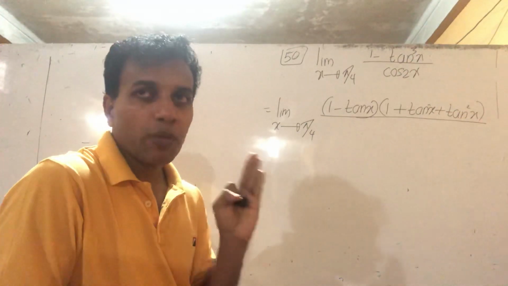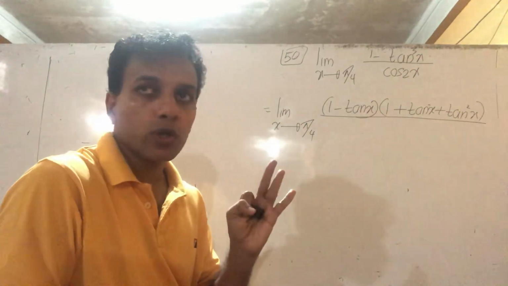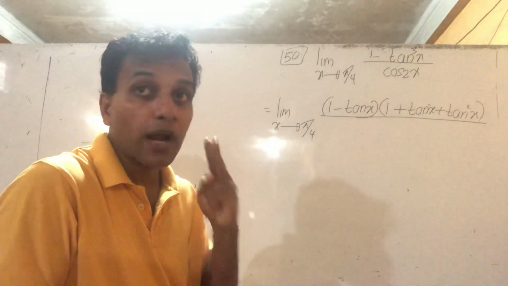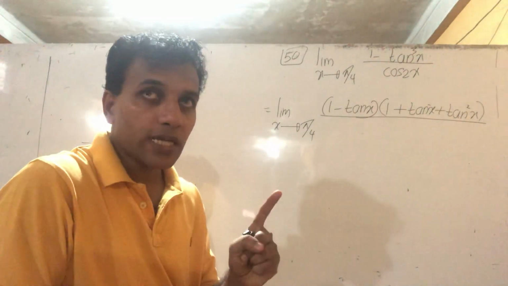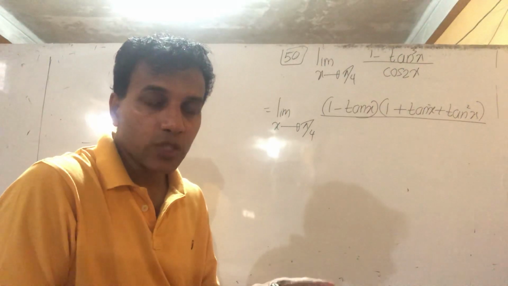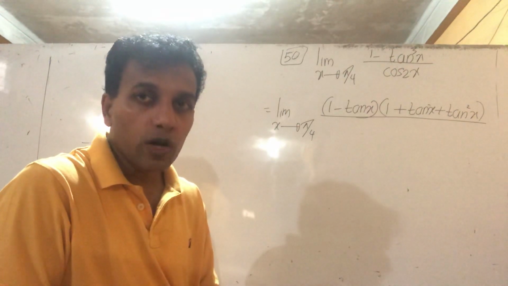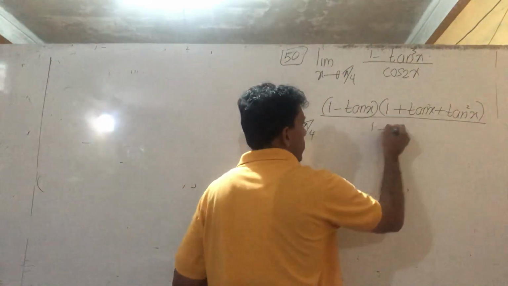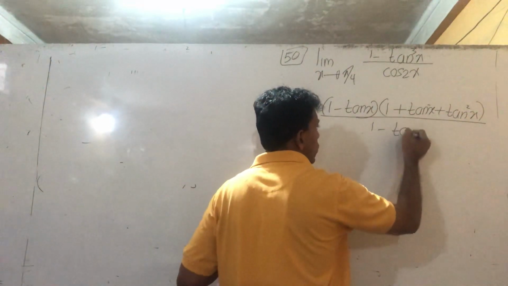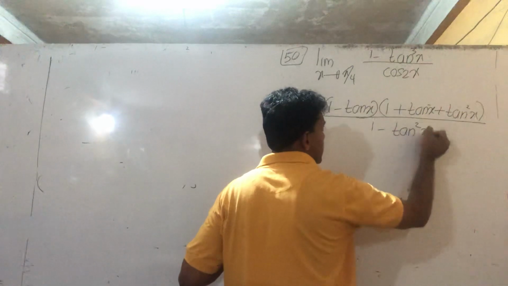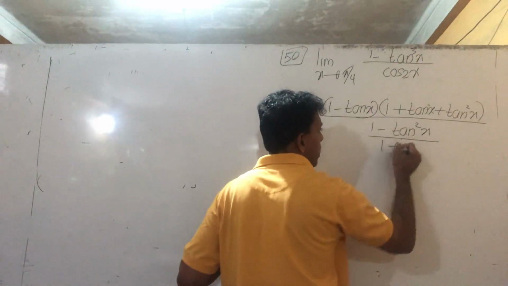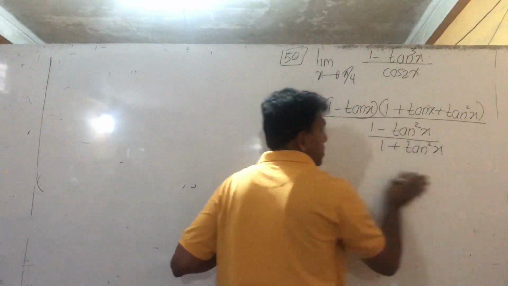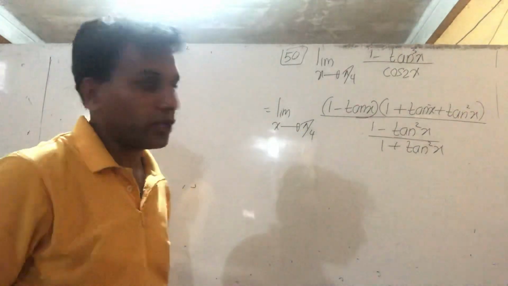After showing this factorization step, you would think about how to handle the cos 2x. That's why I said trigonometry is very important. Cos 2x is also one of the solutions, converted to tan using the double angle. What is cos 2 theta? 1 minus tan square theta over 1 plus tan square theta. So write that: 1 minus tan square x over 1 plus tan square x. That's not limit, that's trigonometry.